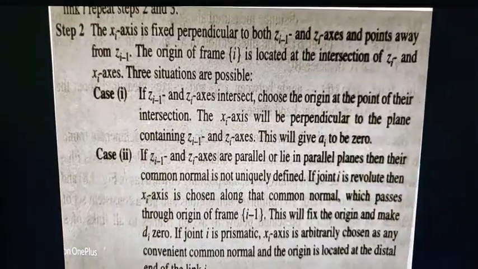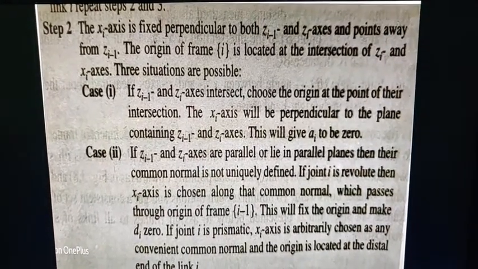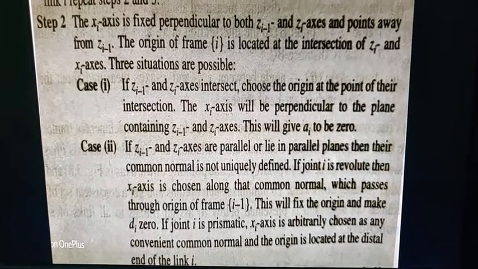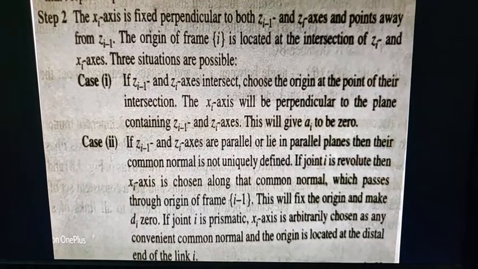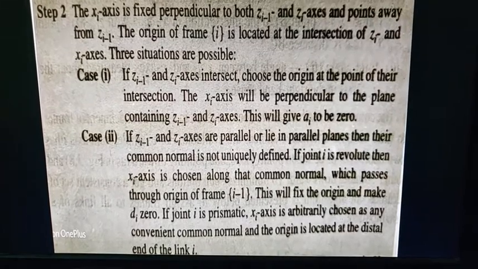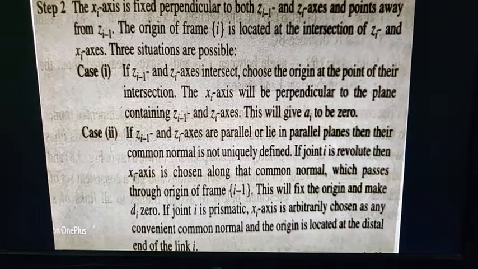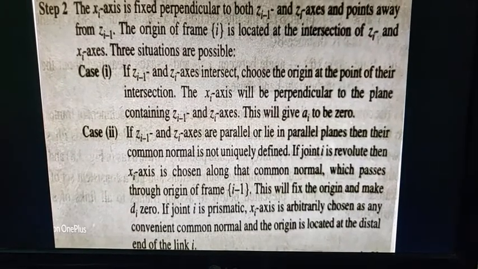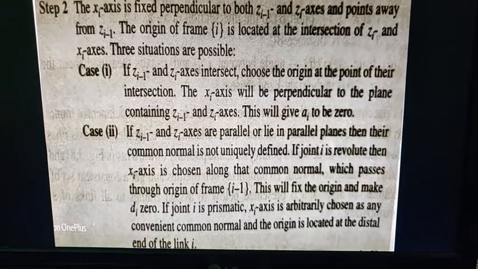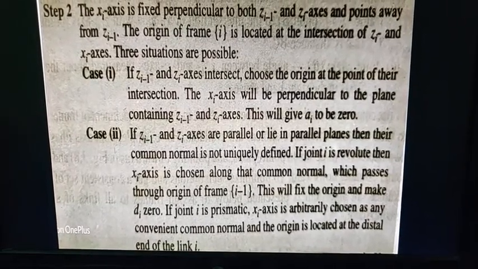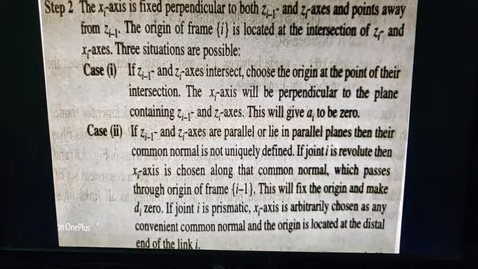Then in step 2, the x axis is perpendicular to both z(i minus 1) axis and z(i) axis, pointing away from z(i minus 1). The origin of frame i is located at the intersection of z(i) and x(i) axis. These are the conditions set by DH notation. In DH notation, we have already learned all these: where is z(i plus 1), where is x(i) axis and where is z(i) axis.